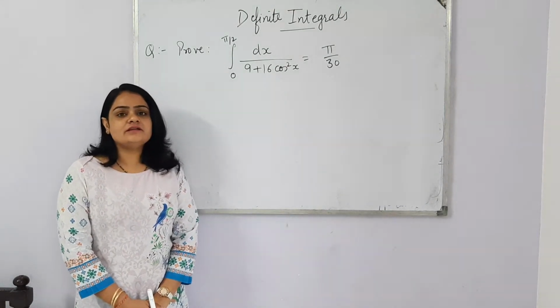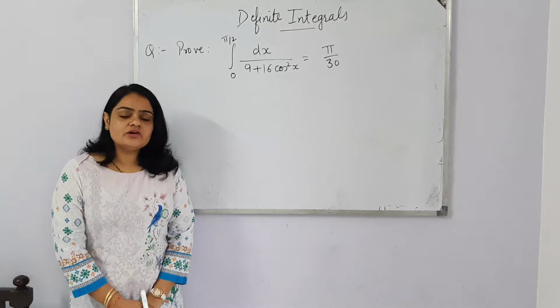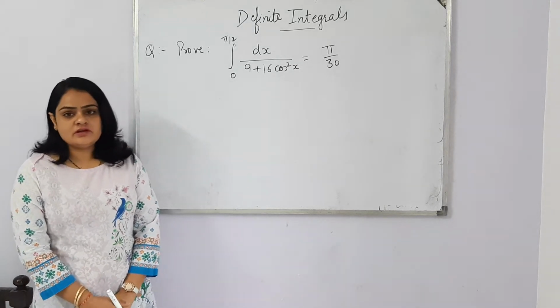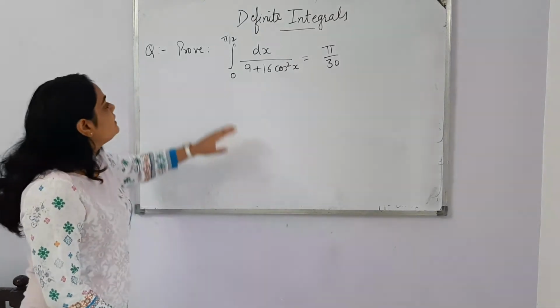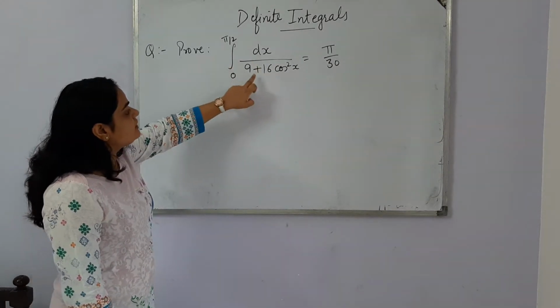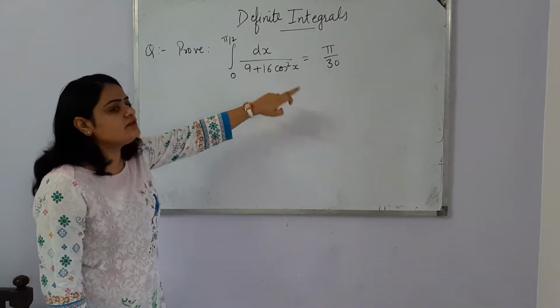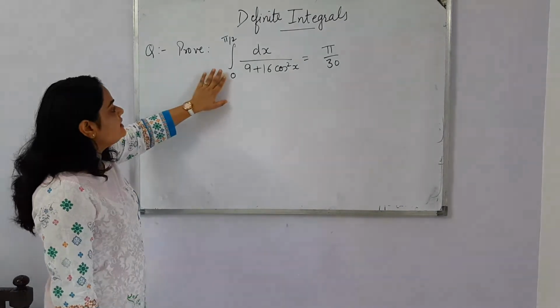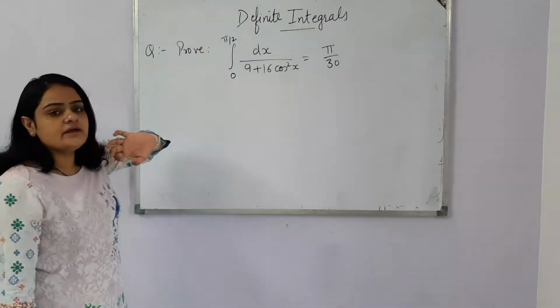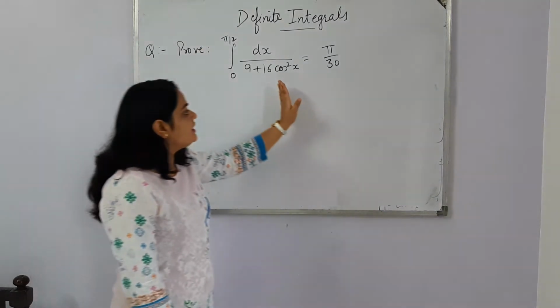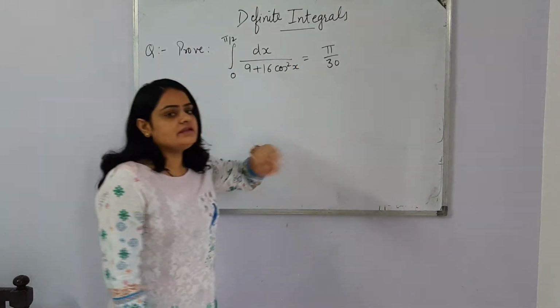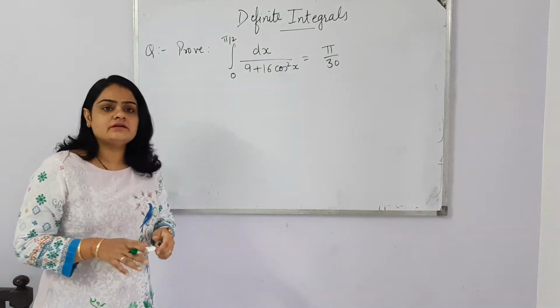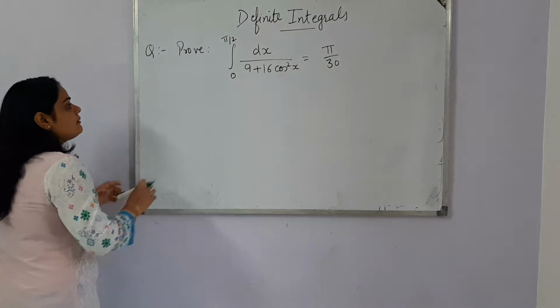We are doing definite integrals and the topic which is going on is evaluation by substitution. So let's do some more questions. If we have this question, the function is 1 upon 9 plus 16 cos square x and the limits of integration are 0 and pi by 2. We need to prove that after solving its integral it should be equal to pi by 30.